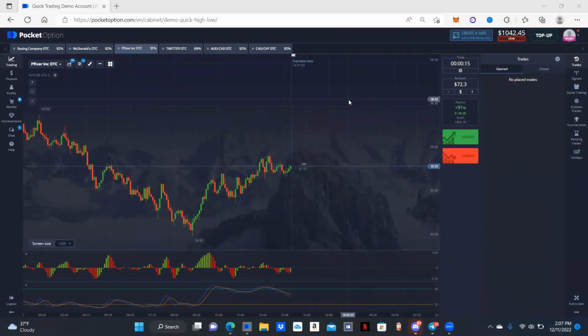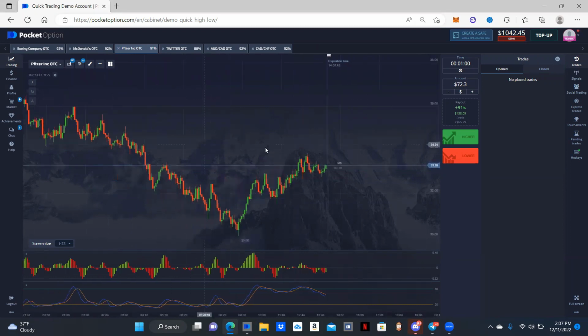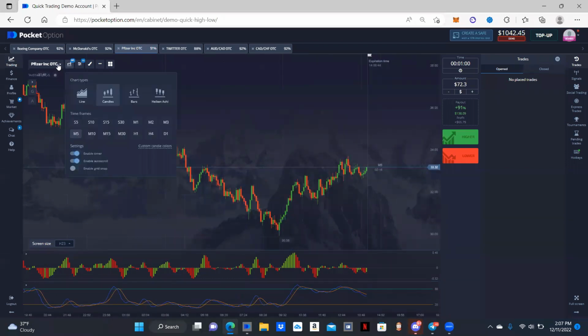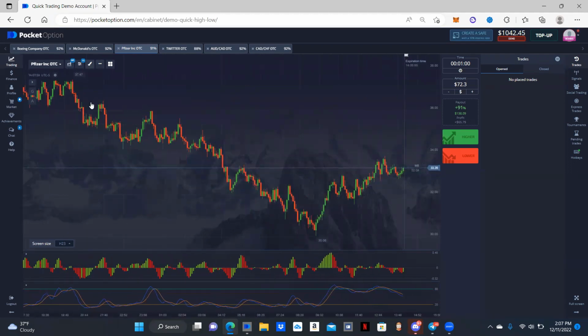Let's get started. We're gonna go ahead and mark up our support and resistance zones for trading. We're still gonna focus on the 1 minute time zone. I am on my regular candlesticks. I just wanna make sure that I have my regular candlesticks, and I do. Okay, so let me drop some lines on here.